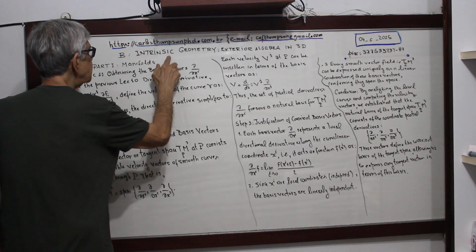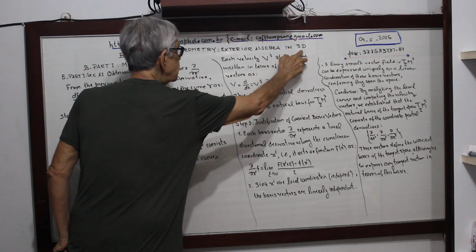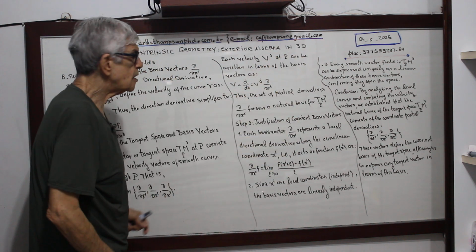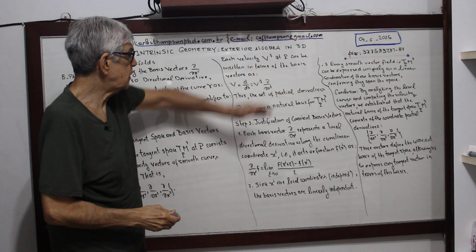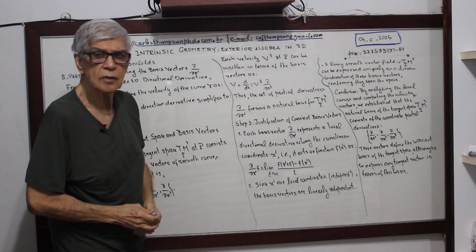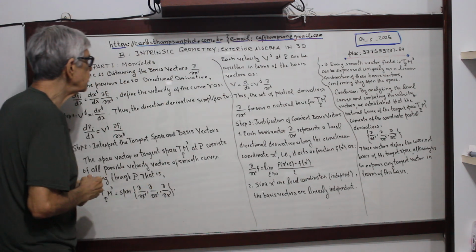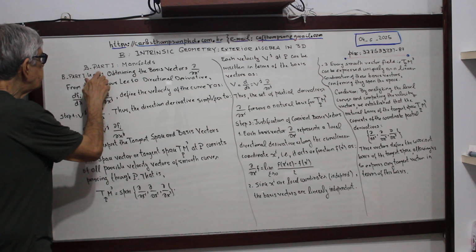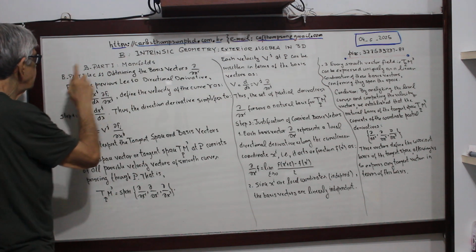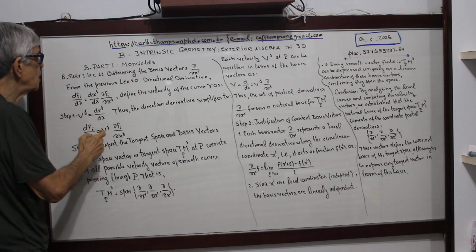Item B, intrinsic geometry, exterior algebra in 3D. As I said before, we can expand for any dimension, okay? 4-dimensional and so on. So, B Part 1, manifolds. B Part 1, Lecture 11, about the manifold.